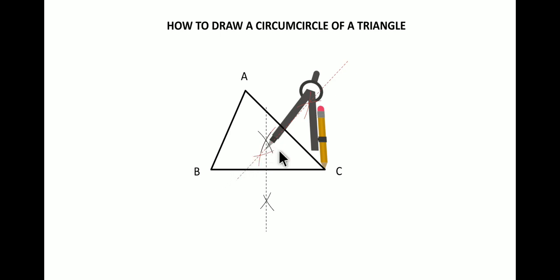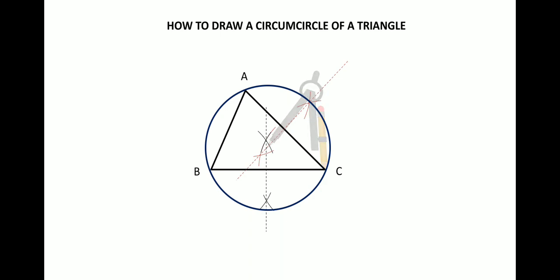If the tip of the pencil does not touch point A and point B, then there might be some mistake with your construction. So keeping the needle at the point of intersection of the two dotted lines, you will draw the circle this way. This circle will be the circumcircle of triangle ABC, and mark this point as point O. So point O is the center of the circumcircle of the triangle ABC.